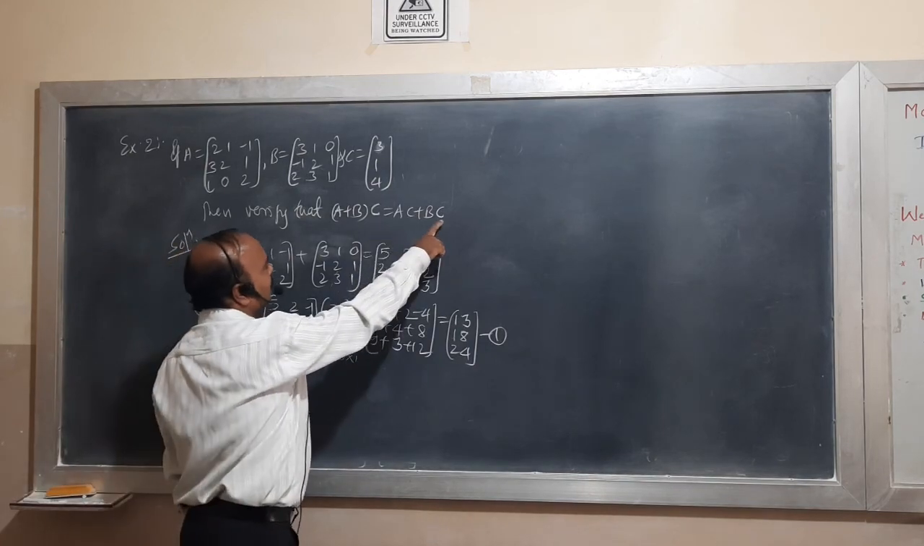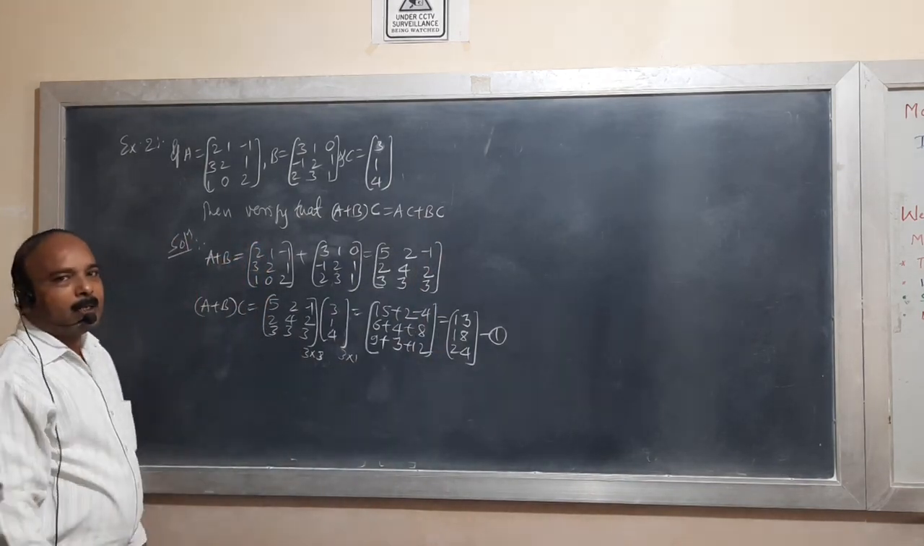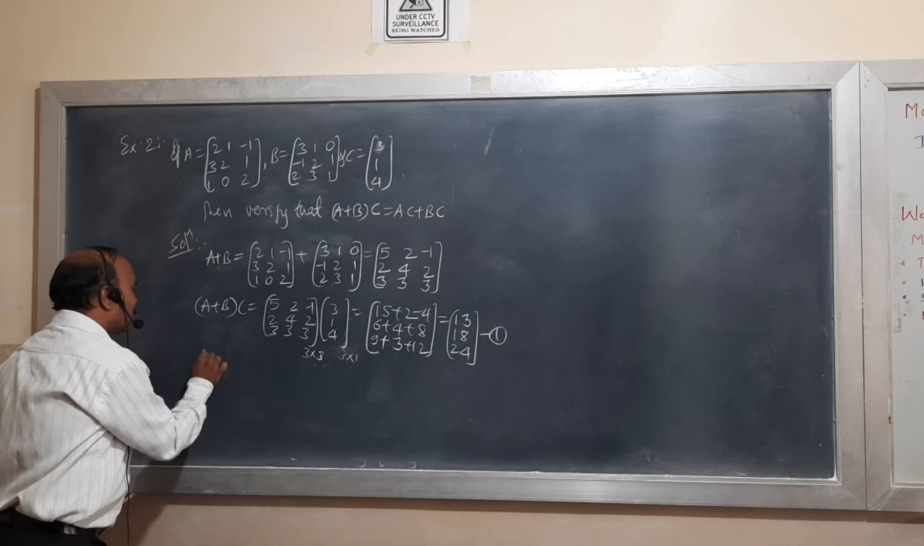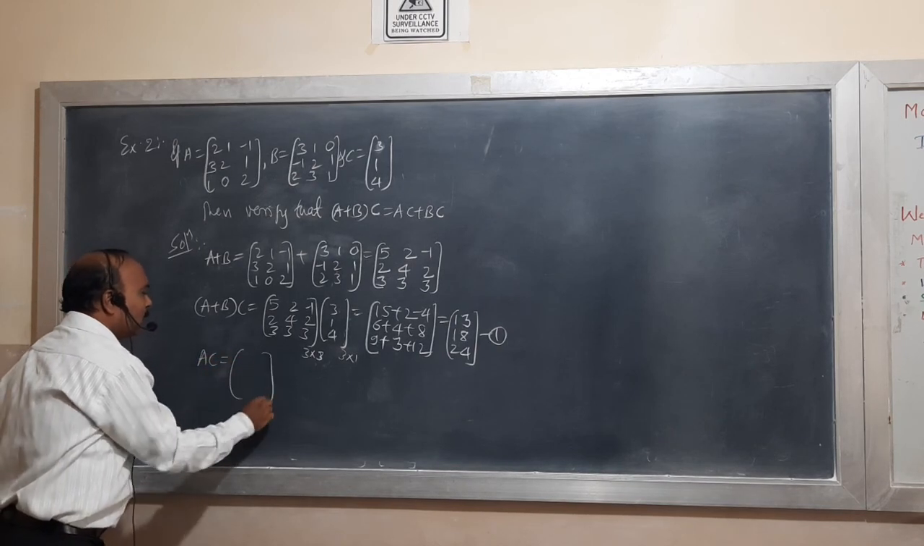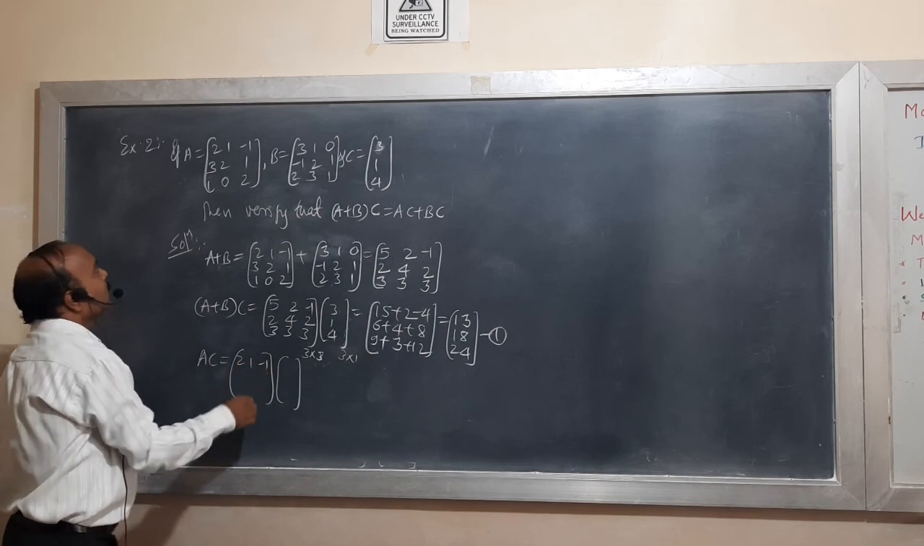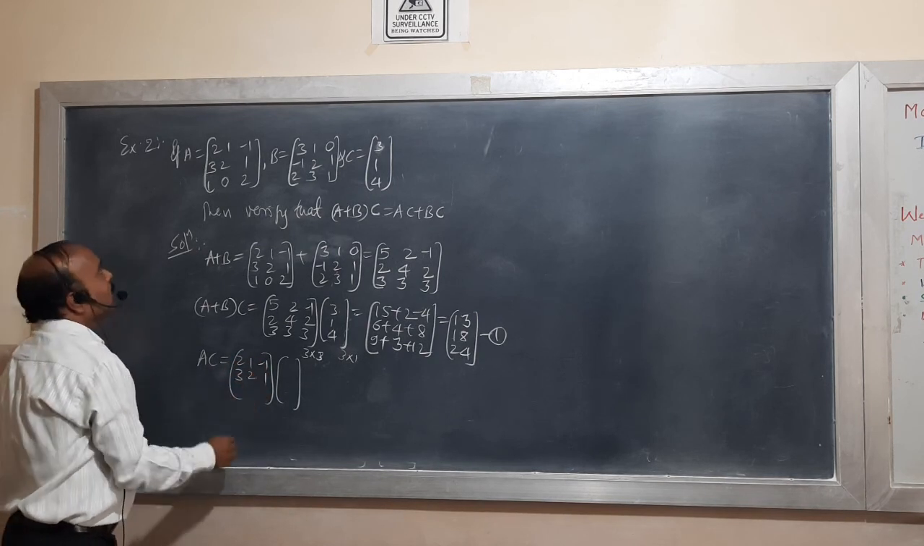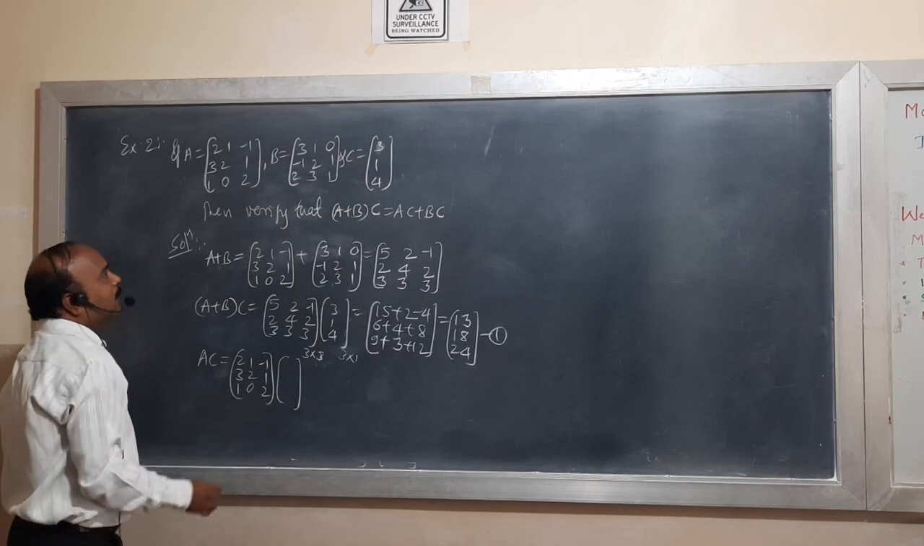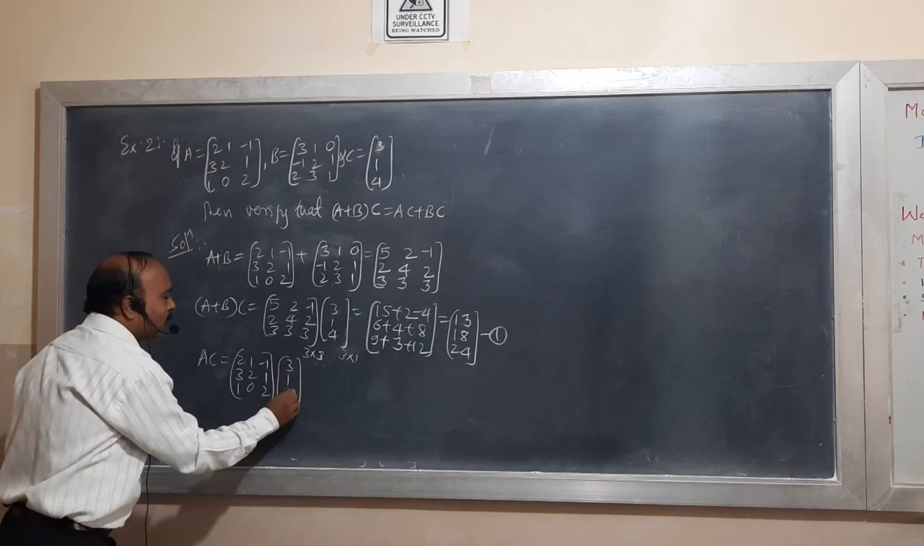Then you go for right hand side. That is AC and BC. After that AC plus BC. First we calculate AC matrix. A with C. A is [2 1 -1; 3 2 1; 1 0 2]. C matrix is [3; 1; 4].